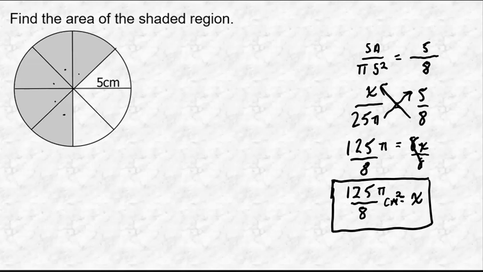I don't know, because we're given no context. We're not being told what to build. We're not being given a box. So I am leaving this 125 pi over 8. It's the simplest thing to do right now. Okay, let's take a look at the next example.